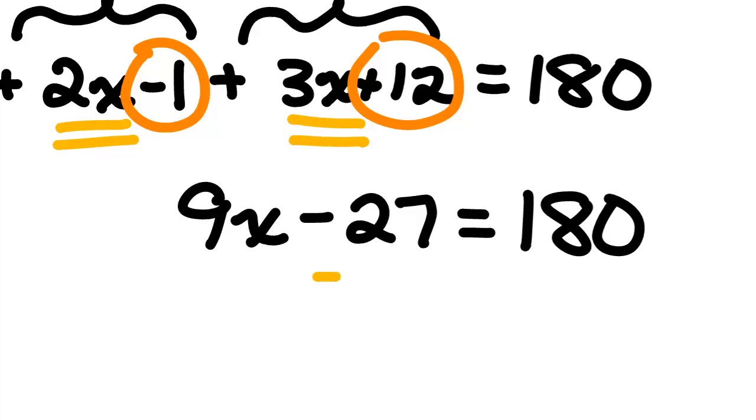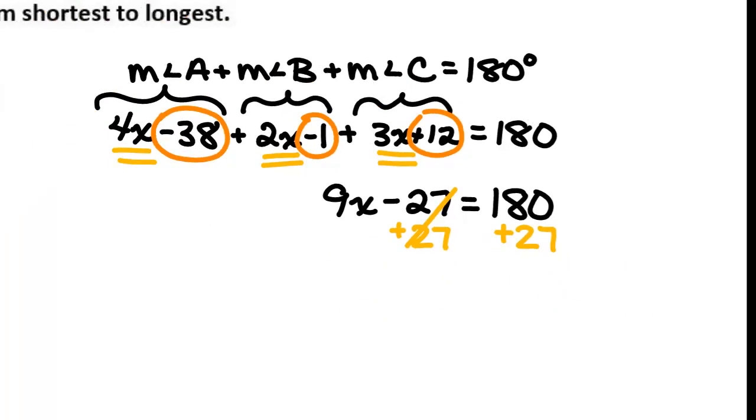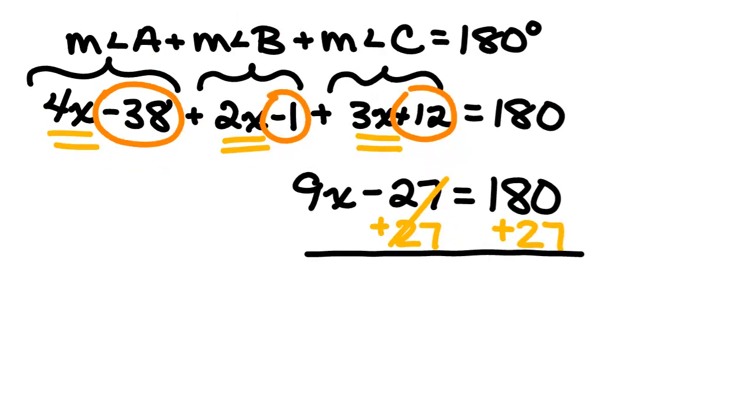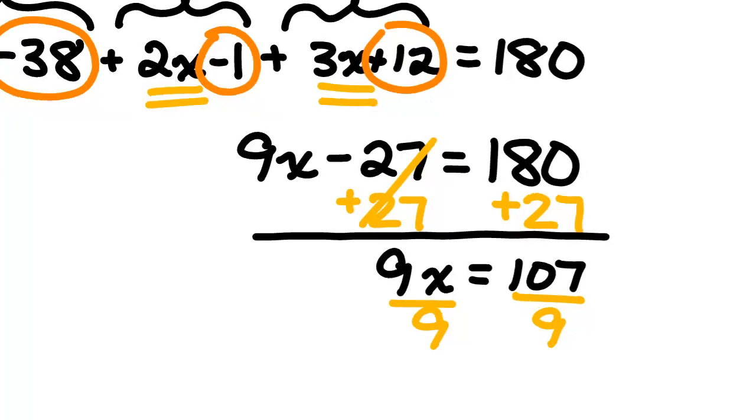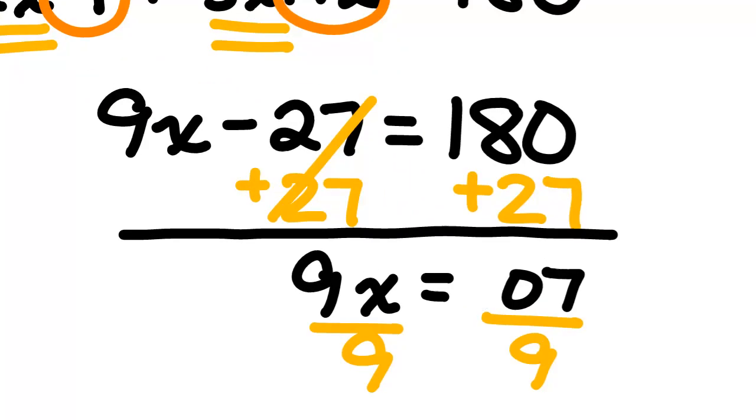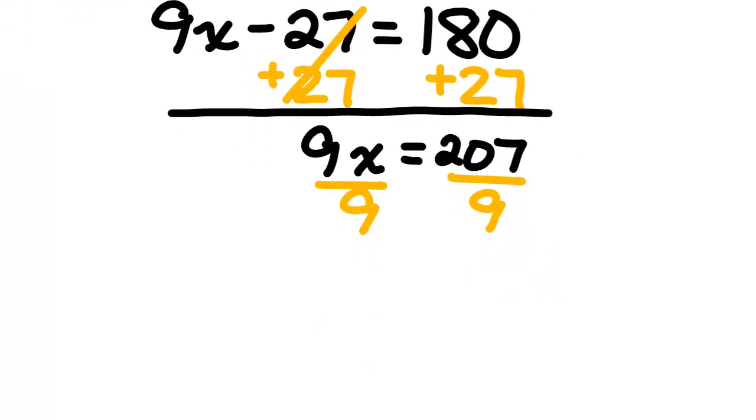Now we're going to solve this for x by adding 27 to both sides and then dividing by 9. What is 180 plus 27? 207, sorry, 207. Thank you. I subtracted instead of added. 207 divided by 9 is 23. So x is 23. How does that help me figure out which of these angles is the biggest?